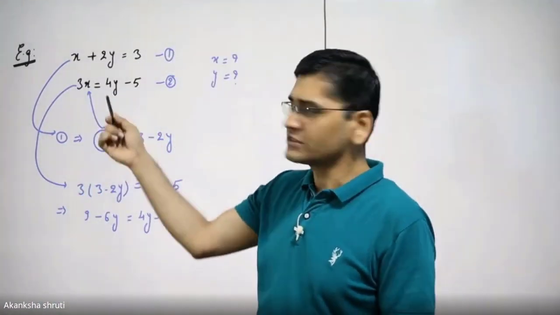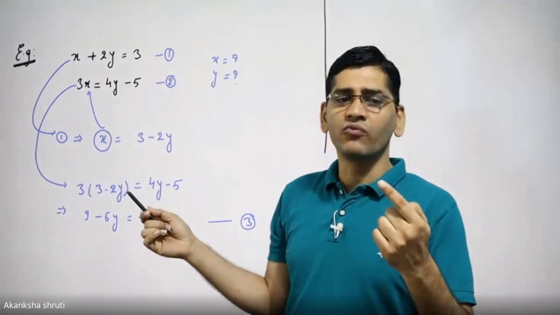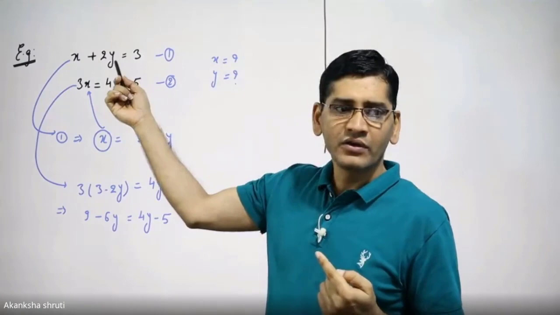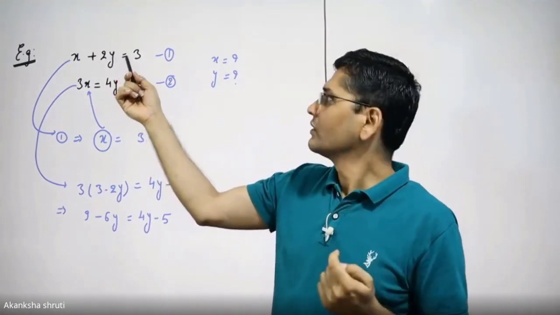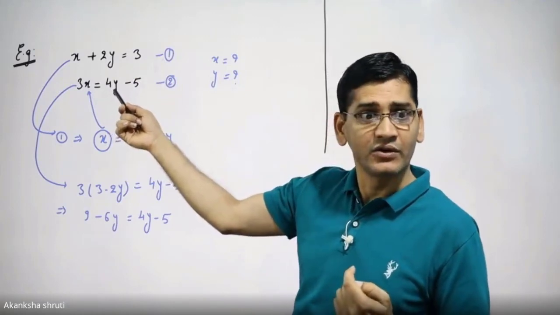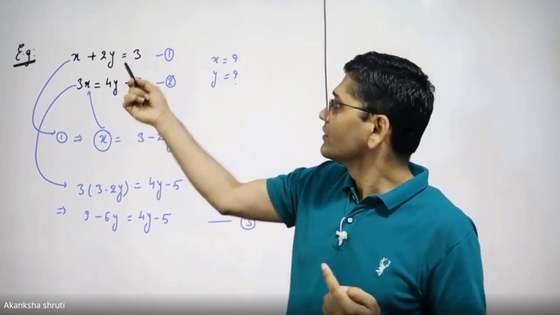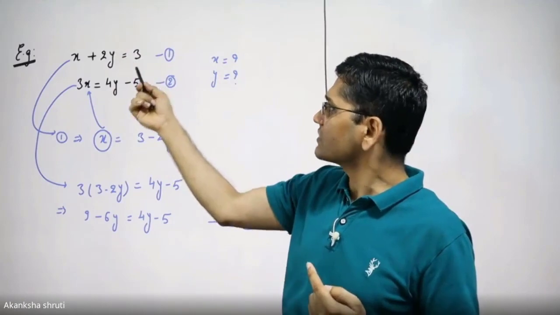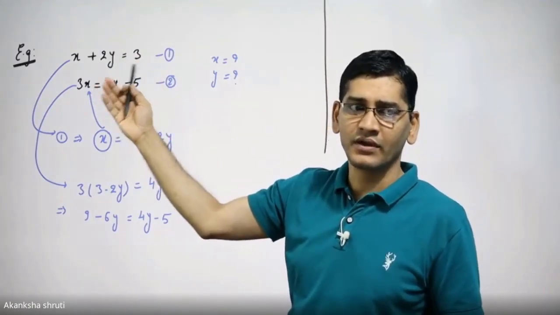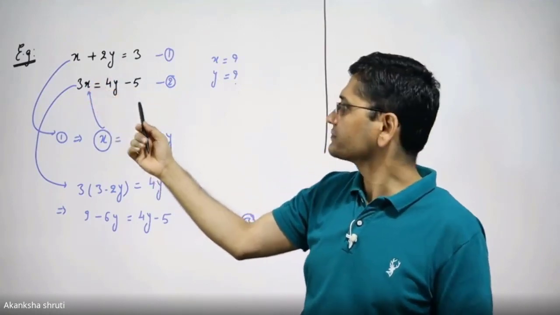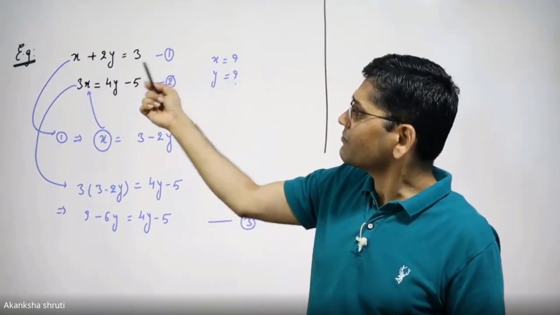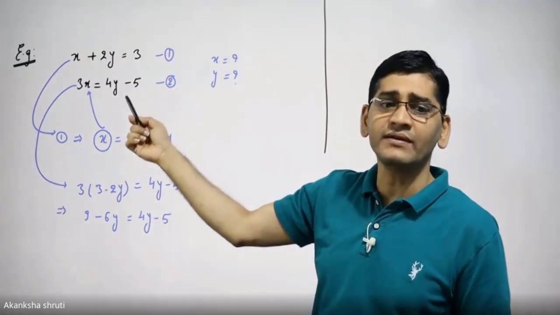So don't worry, students, the method is very simple. From any of these equations, you take one variable. Say, from equation 1, you are taking the y. Then you substitute that y in the other equation. Do not think of taking the y from equation 1 and substituting in equation 1. No, you will not get any result because it will remain the same. So that's why you just take one of the variables from one of the equations and substitute in the other.